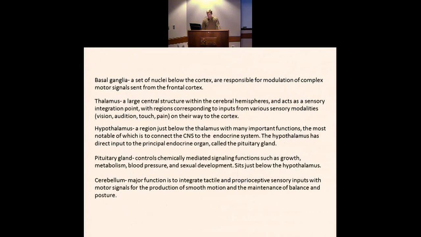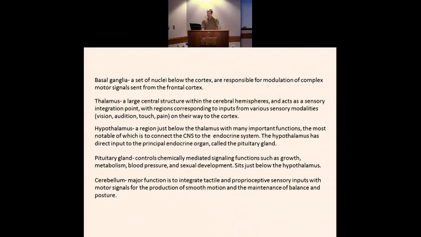There are other parts of your brain that play a function there. Your basal ganglia, usually reporting to your thalamus, has to do with the large central structure in the cerebral hemisphere and acts as sensory integration points. That's corresponding inputs from various sensory modalities, basically taking everything in and managing it. Hypothalamus, below your thalamus, has a lot of important functions. Basically, it's connecting your central nervous system to the endocrine system.